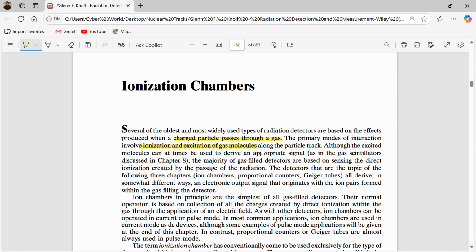Now we move on towards the ionization chambers. Basically, ion chambers in principle are the simplest of all gas-filled detectors. There are many gas-filled detectors; one of them is the ion chamber, and the others are the proportional counter and the Geiger tubes. These are all gas-filled detectors, and the ion chamber is in principle the simplest of them, because the gas consists of ions.